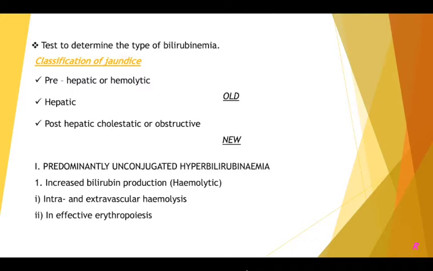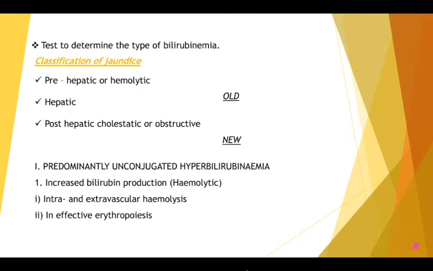Next, I mentioned a test to determine the type of bilirubinemia. To determine the type, we first discussed the van den Bergh reaction. Now we can do this test also. It's a simple test to determine the type of bilirubinemia. Sorry, I have just written bilirubinemia. It should be type of hyperbilirubinemia.